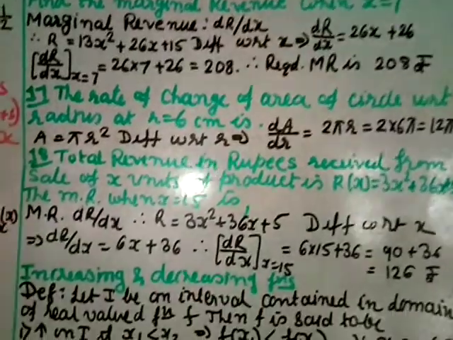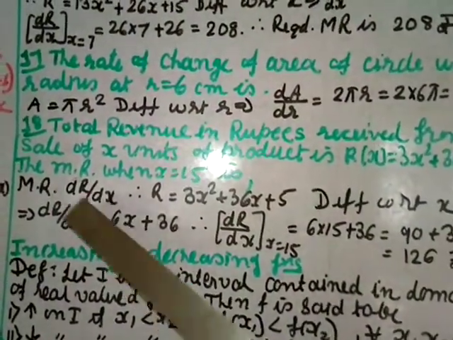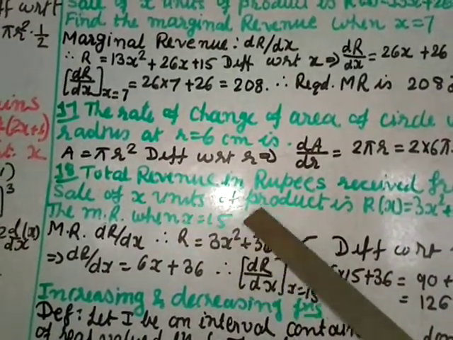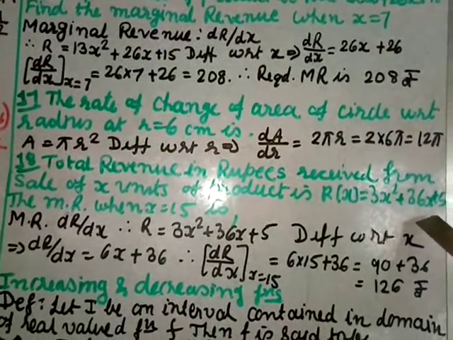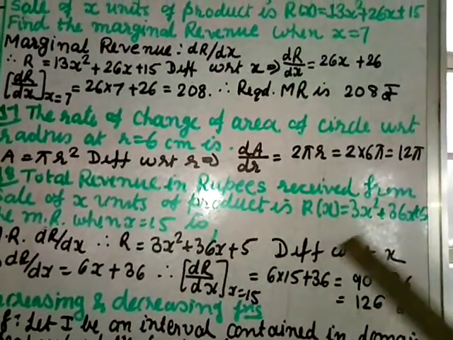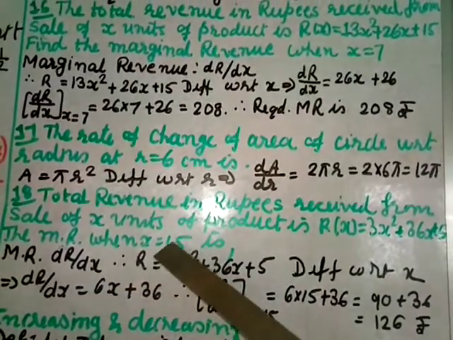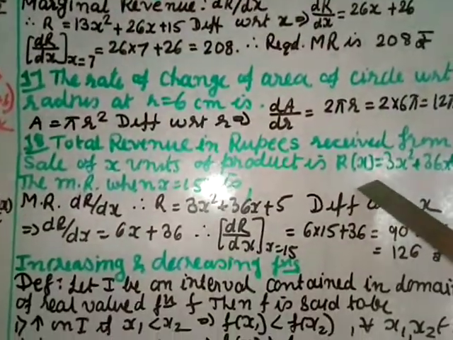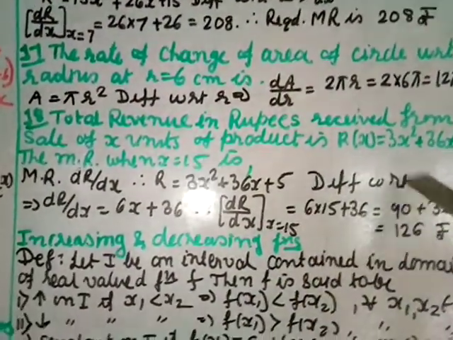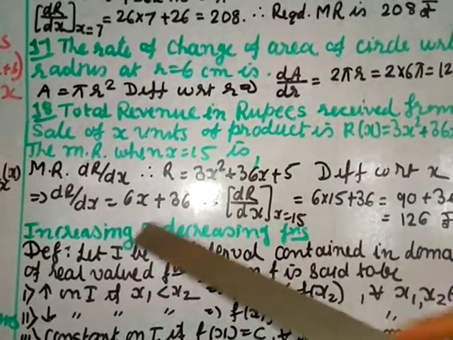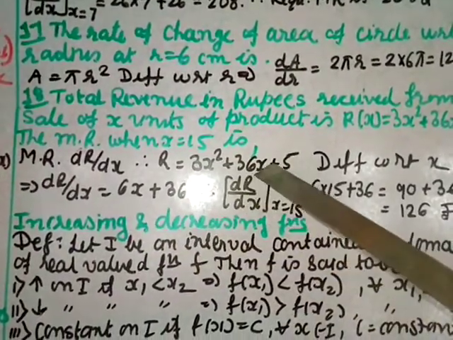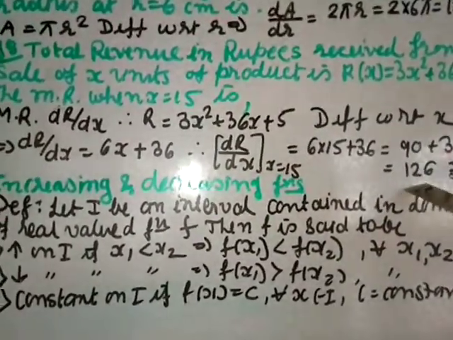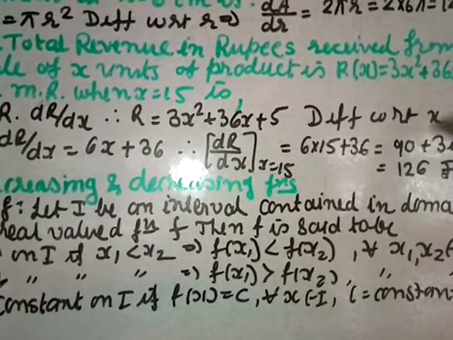You should write the option, look in the textbook and write it. Question number 18: total revenue in rupees received from sale of x units of a product is R equal to 3x square plus 36x plus 5. The marginal revenue when x is equal to 15 is. This is just like question number 16. R is given, differentiate with respect to x. You get 6x plus 36. When x is equal to 15, you simplify and get 126 rupees. I think this is option D.